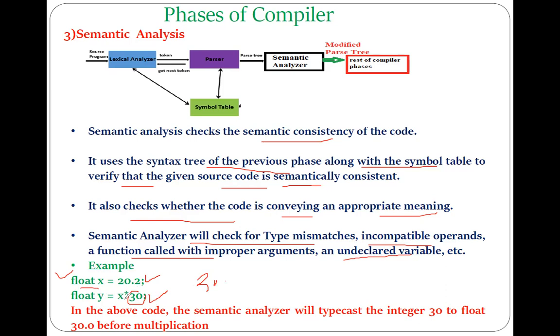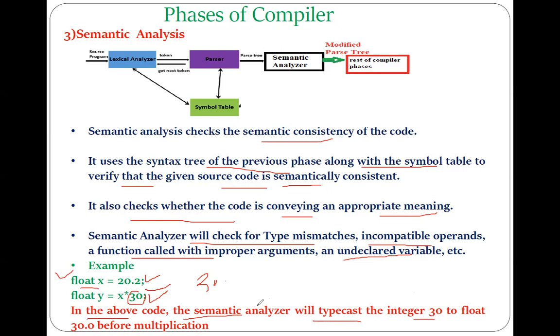So if you want to do the multiplication of x and this 30, it should be converted to 30.0. Some compilers do the automatic conversion of 30 to 30.0. The semantic analyzer is responsible for this conversion, and that is called type casting. If you write this kind of expression in your program, you may get warnings or errors, and in some compilers type casting is done automatically, meaning 30 gets converted to 30.0 before the multiplication.